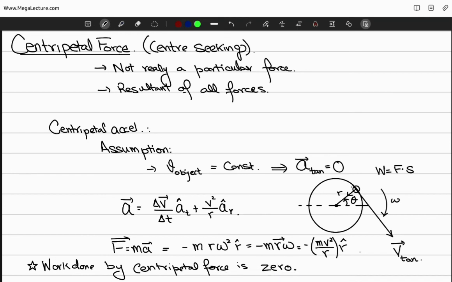And the dot product is 0 simply because the direction in which this object is moving is perpendicular to the radius vector. And if two vectors are perpendicular, then their dot product vanishes.